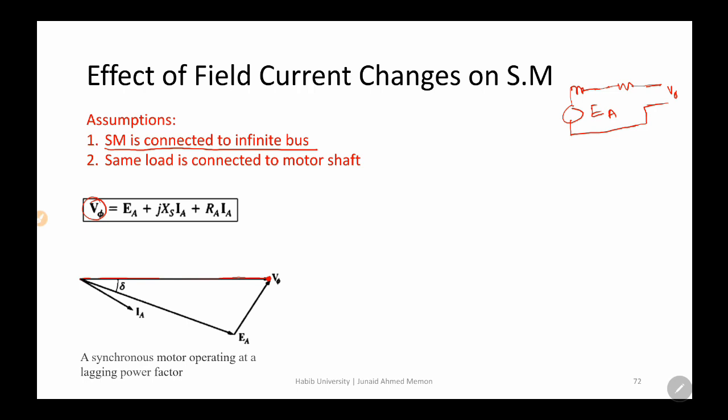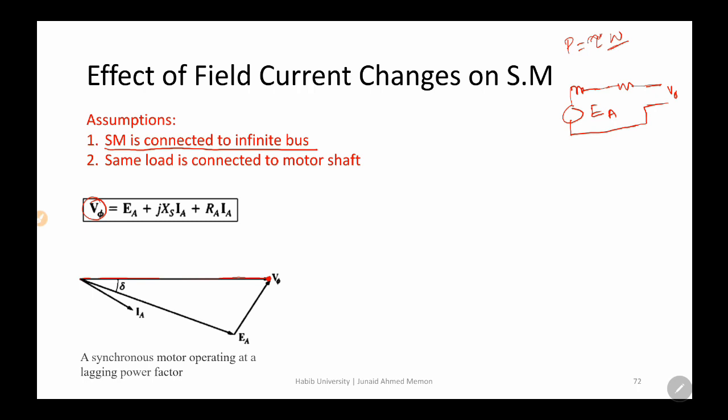Our second assumption says that the same load is connected to the motor shaft. Now this is a very important assumption. When we say that the same load is connected to the motor shaft, it means basically the same torque. And because the speed cannot vary, it also means the same real power is being supplied by the motor. You remember that the real power is equal to torque times omega, and we said that the same load is connected to the motor shaft. It means the torque cannot vary. This is already fixed because it's a synchronous motor. It means the real power that is being supplied by the synchronous motor cannot vary.